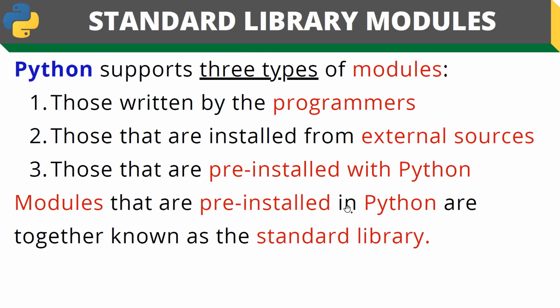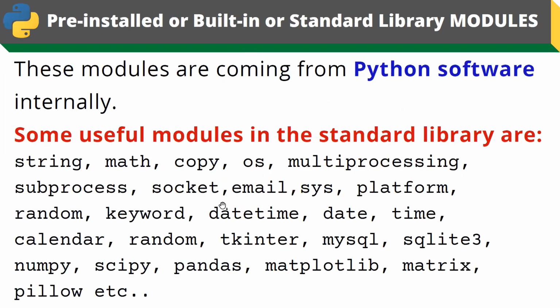So modules that are pre-installed in Python are together known as the standard library. Pre-installed, or built-in, or standard library modules, like built-in functions. We have some pre-installed modules, also called built-in or standard library modules.